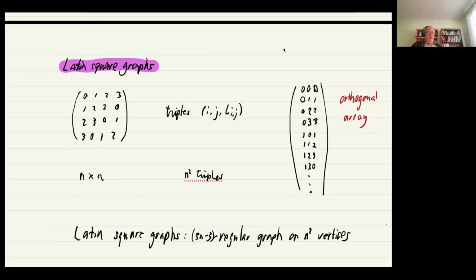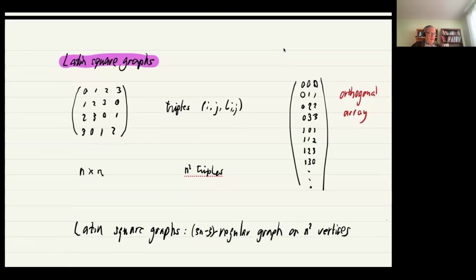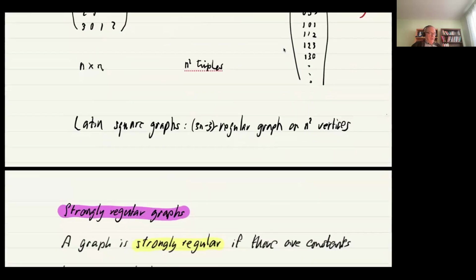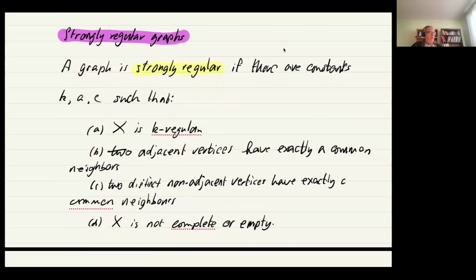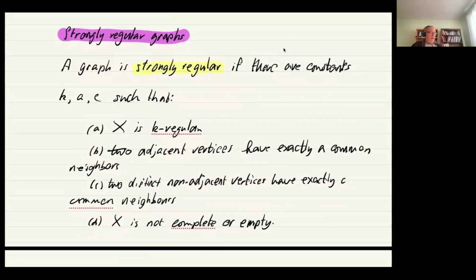Okay, that's why the subject is hard, because the small ones are often not typical. So it's an n squared 3n minus 3 regular graph on n cubed vertices, but it's more an example of a strongly regular graph. And these will come up once or twice when we're talking about quantum walks, so I thought I would give the definition.